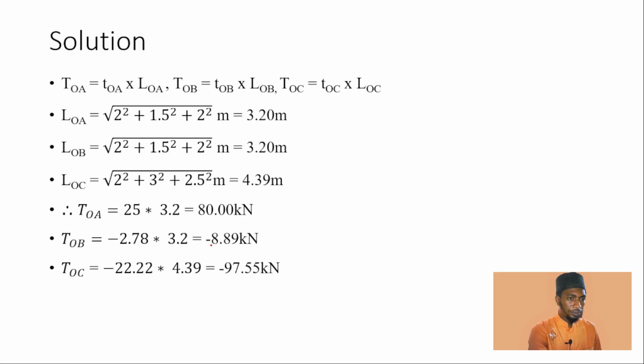So we have minus 8.89 kilonewton, which is a compressive force. Then the TOC is minus 22.22 times 4.39, which is minus 97.55 kilonewton. So we have a negative also, which is telling us this is a compressive force. Okay, the member is in compression. So that's that for this example.